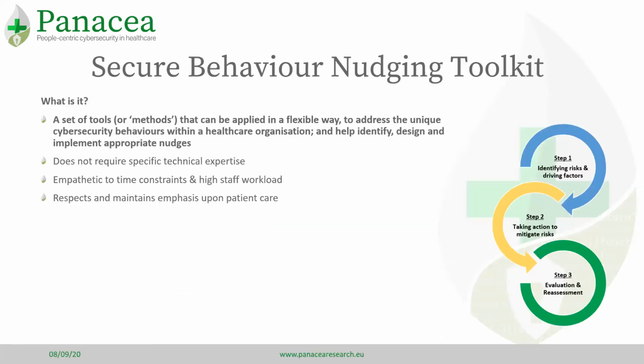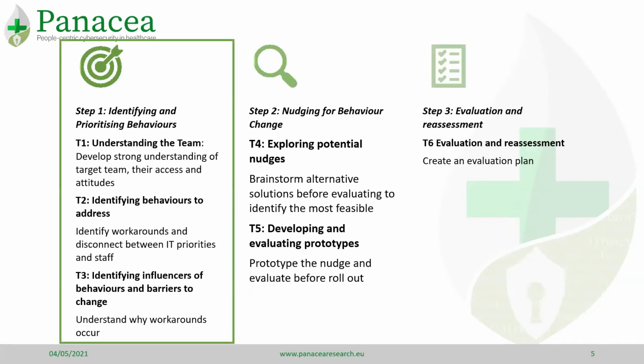So what is a Secure Behaviour Nudging Toolkit? It is a set of tools that help an organisation to identify and prioritise the insecure behaviours occurring in their workplace, identify how and why these behaviours occur, identify and design appropriate interventions, including nudges, and evaluate these interventions' effectiveness on an ongoing basis. Our toolkit contains 6 tools which help people to implement a process of continual behavioural improvement.